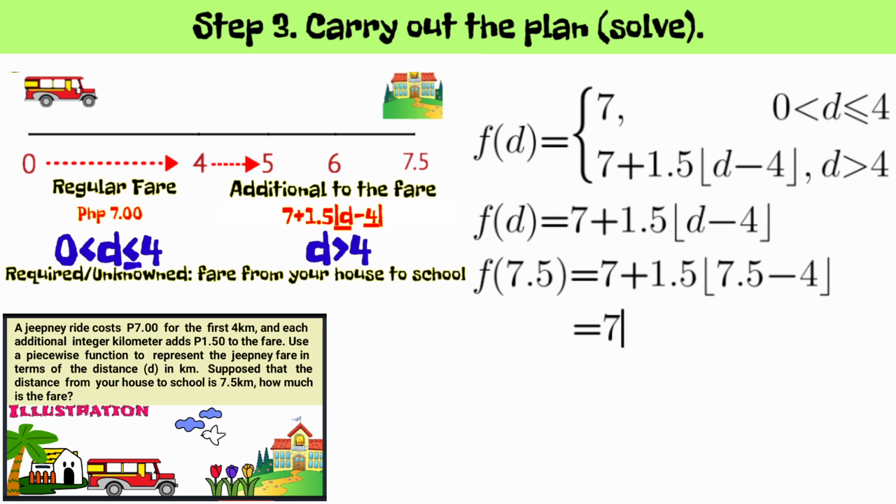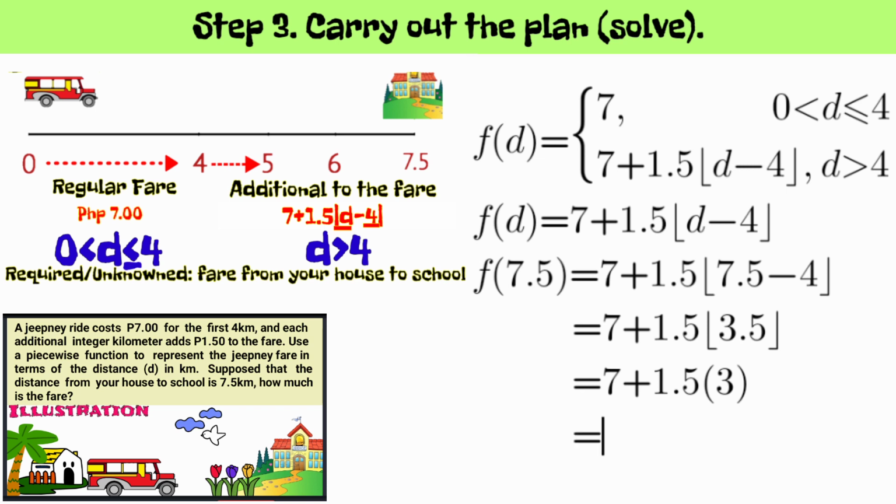So let us solve first 7.5 minus 4. 7.5 minus 4 is 3.5. And what is now the floor of 3.5? The floor of 3.5 is positive 3. So we have now 7 plus 1.5 times 3. Let us solve the multiplication first. 1.5 times 3 is 4.5. So we have now 7 plus 4.5, and the answer is 11.5.